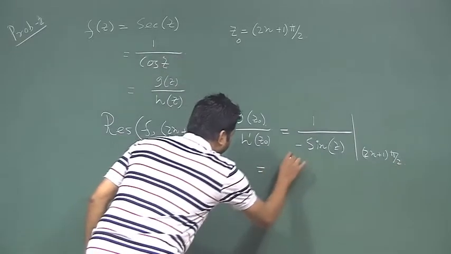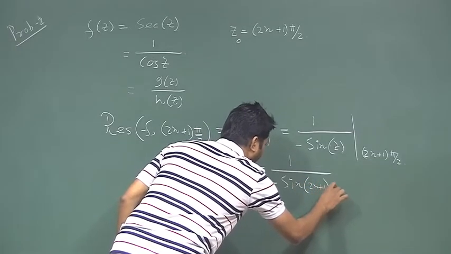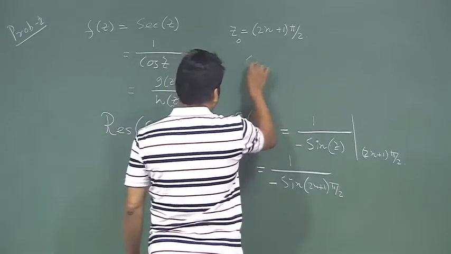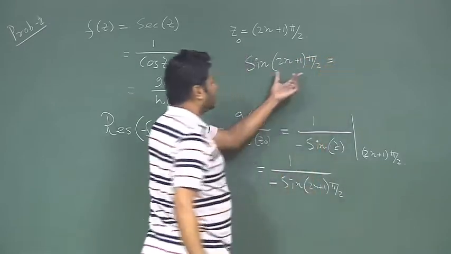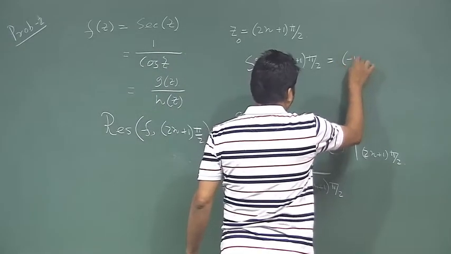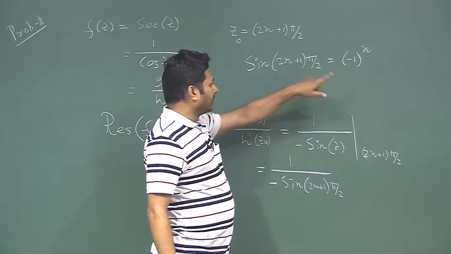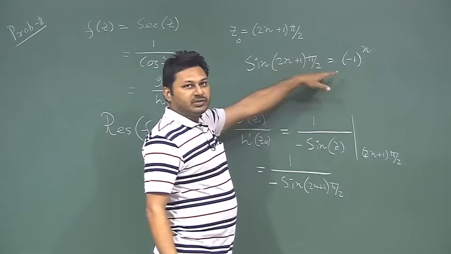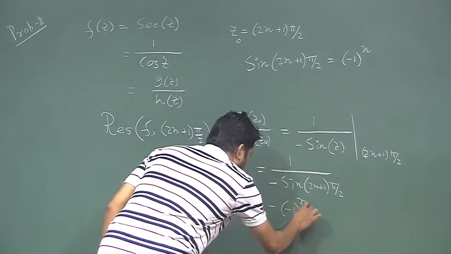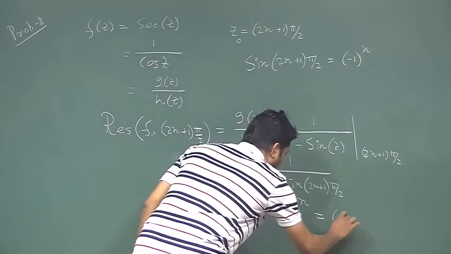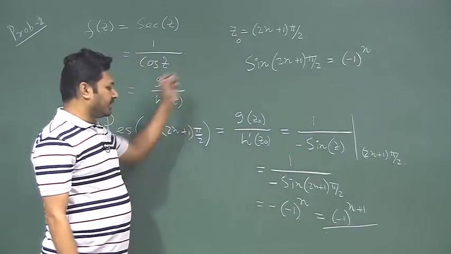So, this quantity is 1 divided by minus sine of (2n plus 1) pi by 2. So, I need to find the value of sine of an odd multiple of pi by 2. We know that sine of an odd multiple of pi by 2 is minus 1 to the power n. When n equal to 0, sine pi by 2 gives 1; when n equal to 1, sine 3 pi by 2 is minus 1, and so on. So, this quantity is minus of minus 1 to the power n, or minus 1 to the power n plus 1. So, this is the result we have by differentiating this particular form.